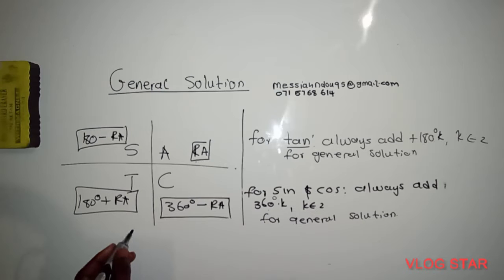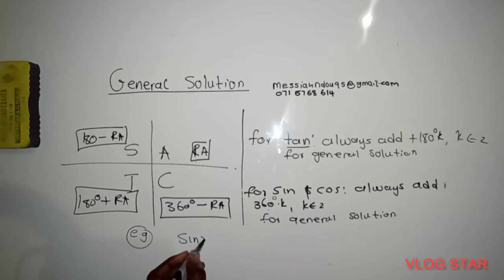Try to have a look at this example. We are given sine of x equal to 2 cos of x. They want us to find the general solution for this equation. What we have to do first is to solve this in order to get the reference angle. After getting the reference angle, it will lead us to the general solution based on the trig ratio that we would be dealing with.